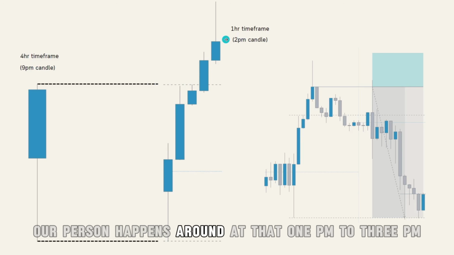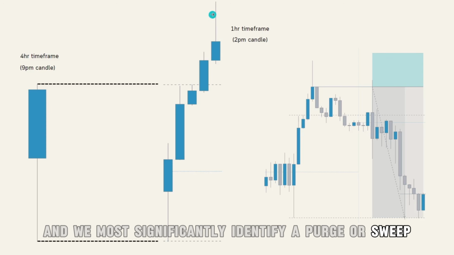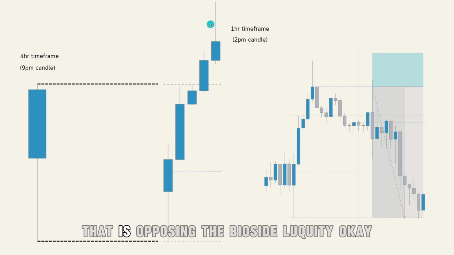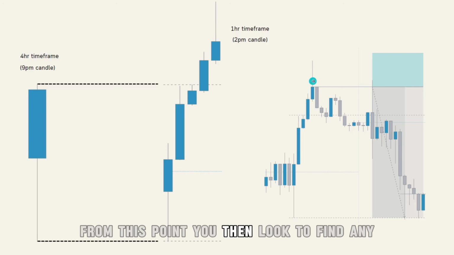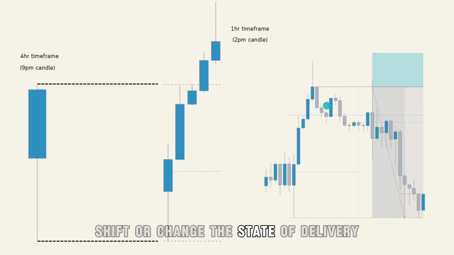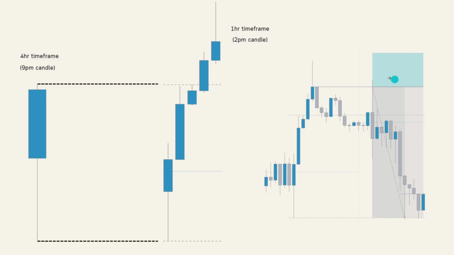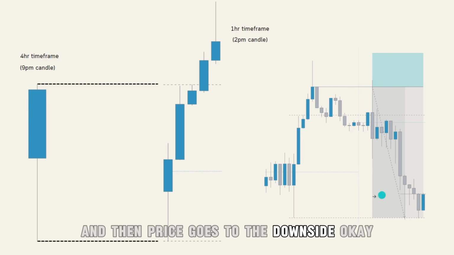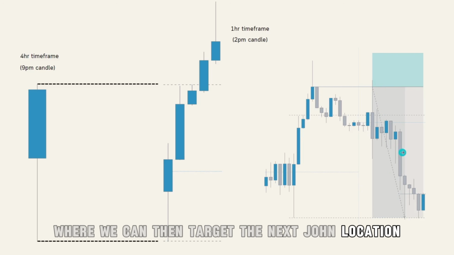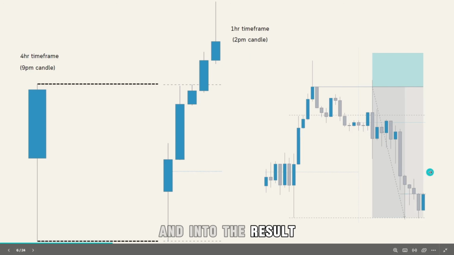Our purge then happens around that 1 p.m. to 3 p.m. standard time. And we most significantly identify our purge or sweep by this long-standing wick that is opposing the buy side liquidity, okay? From this point, you then look to find any other simple entry model, whether that be a market structure shift or change in state of delivery, where price then comes back and enters at your rejection block right over here. And then price goes to the downside, okay, where we can then target the next drawn liquidity. That would be everything from prediction to confirmation to trading and into the result.